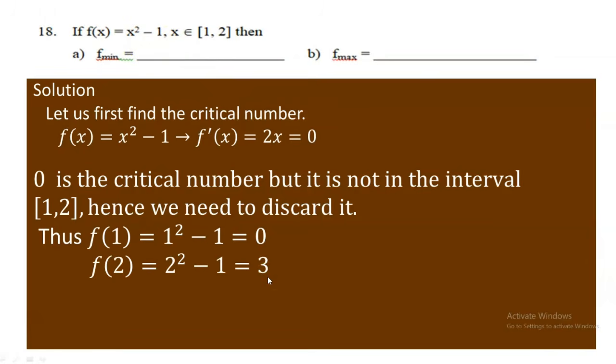And as you are substituting 2, it will be 2 squared minus 1, which is 3. So clearly, the minimum value is 3, and the maximum value is what? The minimum value is 0, sorry. The maximum value is going to be what? 3. These are called global or absolute extreme values, okay?